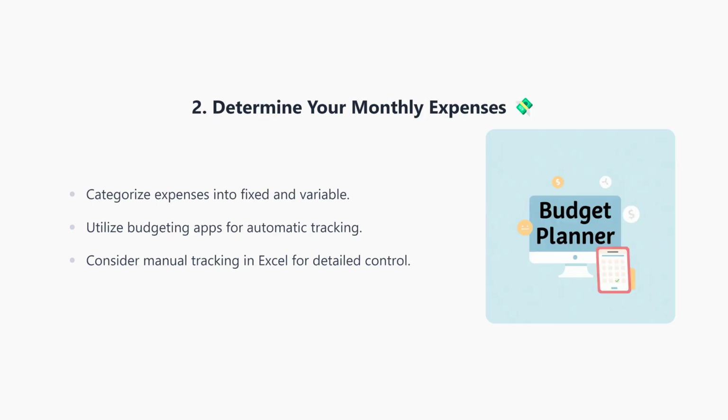The next step is to determine your monthly expenses. Categorize your expenses into fixed, such as mortgage, insurance, and subscriptions, and variable, such as groceries, entertainment, and utilities. Use online tools or budgeting apps to track your spending automatically. Although manually tracking expenses in Excel is more tedious, it provides detailed control over your budget.